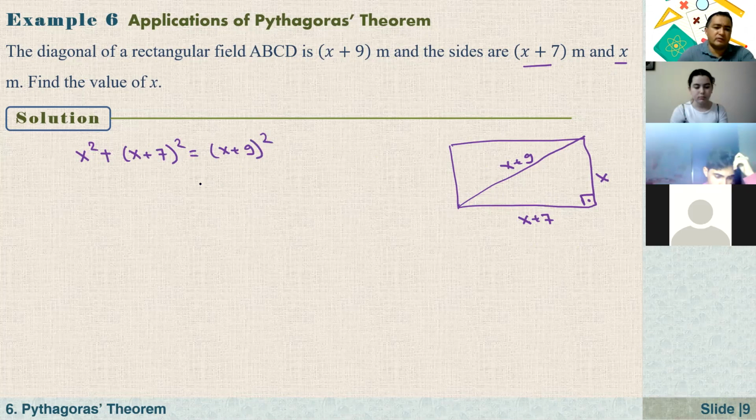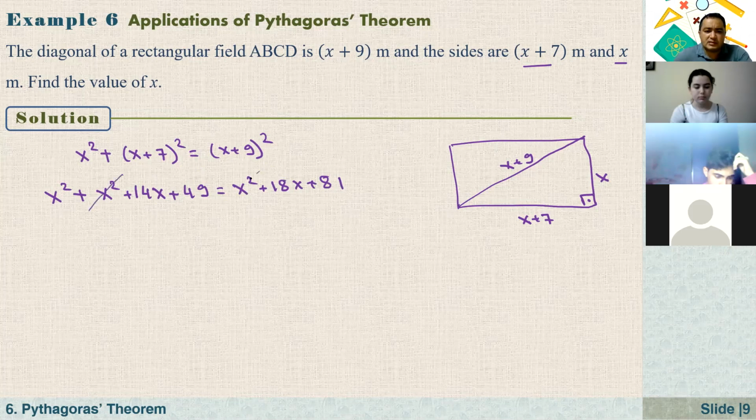So we just have a quadratic equation. We know how to solve this. First, we have to expand and simplify this. x squared plus x squared plus 2 times x times 7, that is 14x, and 7 squared, that is 49. On the right-hand side, we have x squared, 2 times x times 9, that is 18x, and 9 squared, that is 81. So immediately it's like two ends of a scale, right?